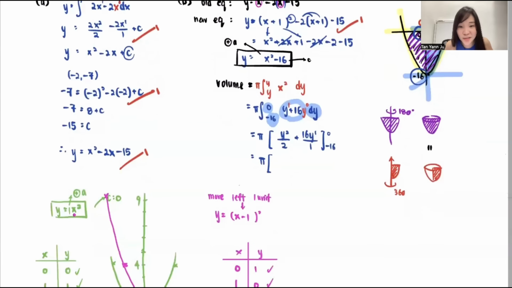Now, my dear, what do they care about? Showing the step of sub inside. So you need to show like 0 squared over 2 plus 16 times 0. Okay, this is for sub 0. Minus negative 16 squared over 2 plus 16 times negative 16.